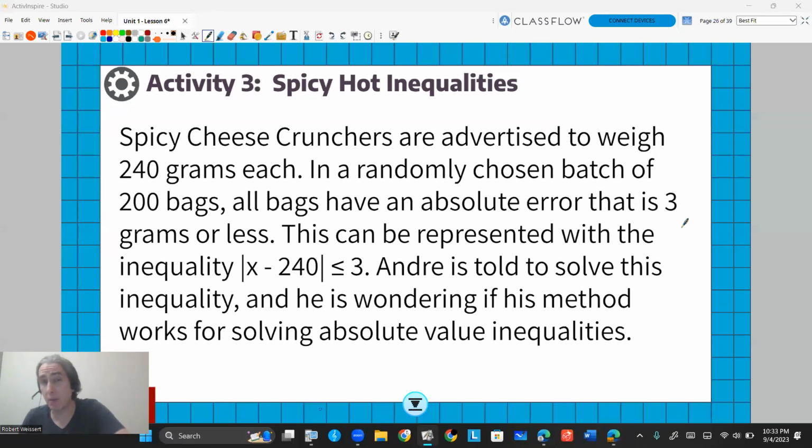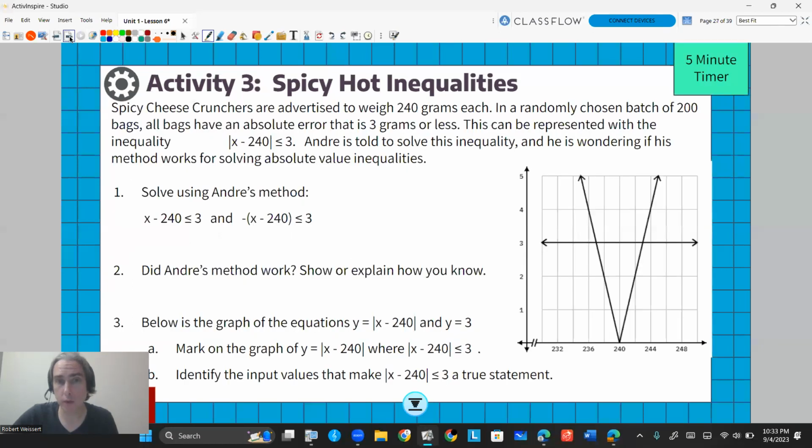In other words, it's 3 above or below that 240. This can be represented with the inequality: absolute value of x minus 240 is less than or equal to 3. Andre is told to solve this inequality, and he's wondering if his method works for solving absolute value inequalities. So let's solve using Andre's method.